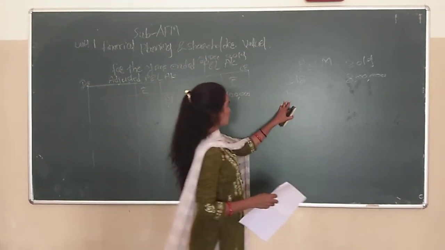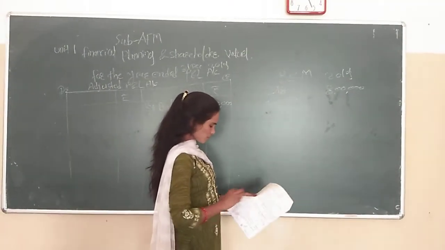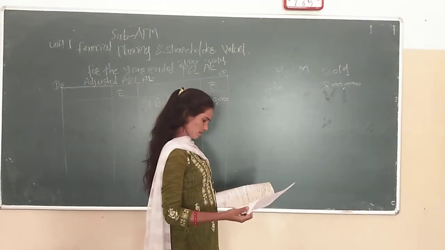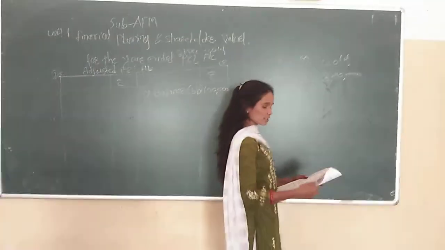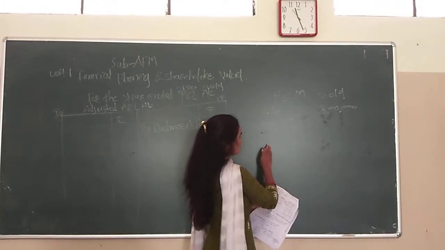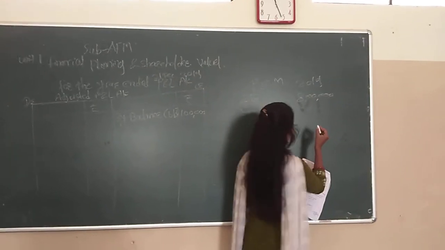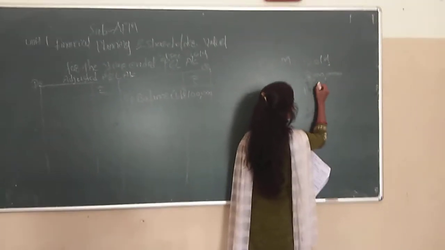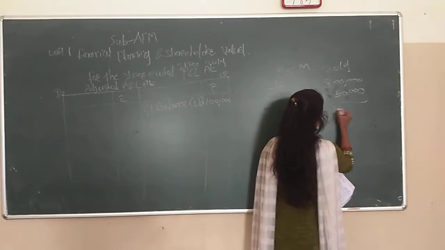So, the additional information for the profit and loss account: 50,000 depreciation has been charged on plant and machinery during 2019, plus 50,000 depreciation charged, making 8,50,000.